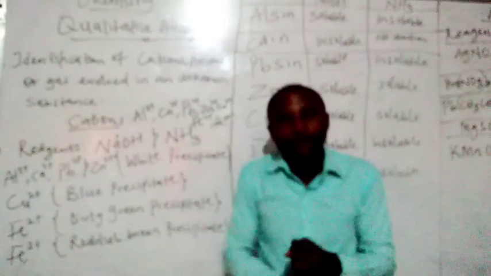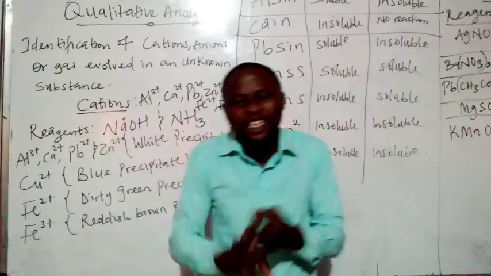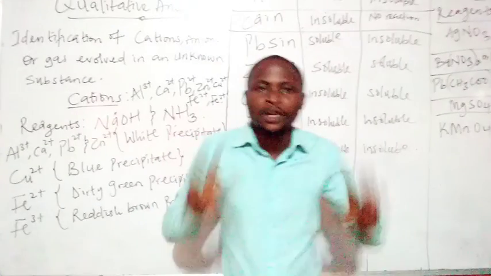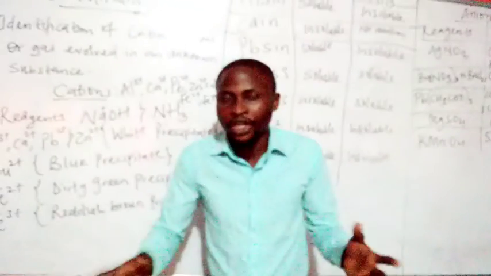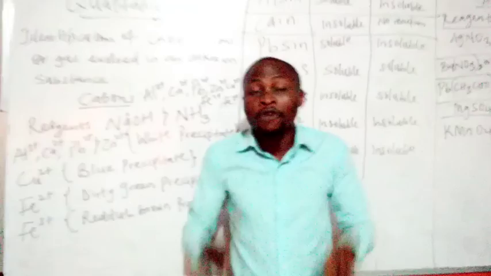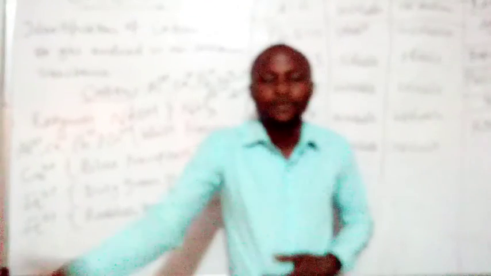Now we have a series of cations that we can test for. We have aluminium 3 ion, we have lead 2 ion, we have zinc 2 ion, we have calcium 2 ion and copper 2 ion, and the list goes on. Iron 2 ion and iron 3 ion. Now we have reagents that we can use to test for the presence of these cations.